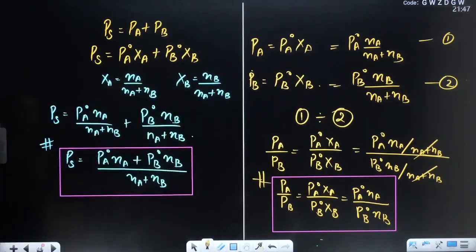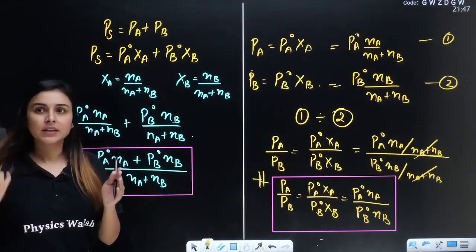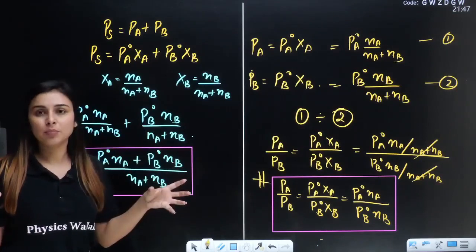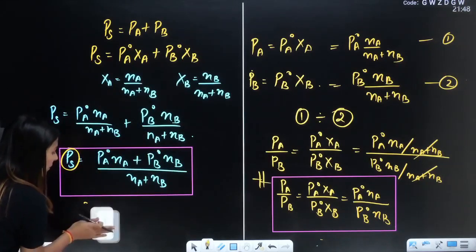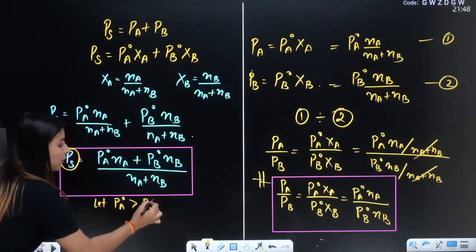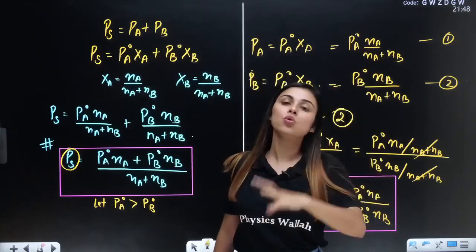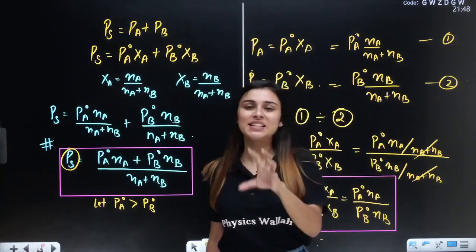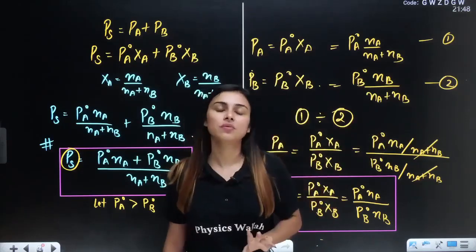And my dear students, one important thing from here which you can derive is that always and always a solution's vapor pressure will be between the vapor pressures of pure A and pure B. This means that if you have PA naught more than PB naught, so you have a solution of two components in which the vapor pressure of pure A is more than the vapor pressure of pure B.